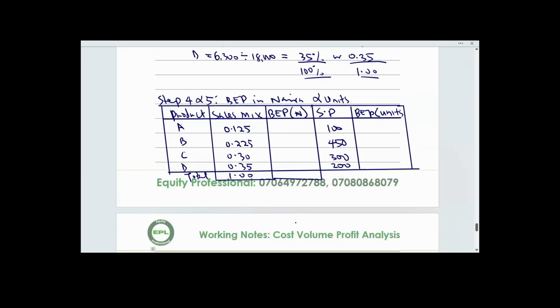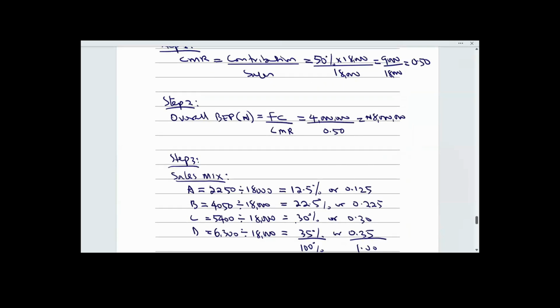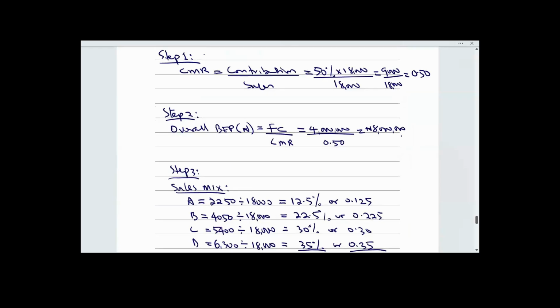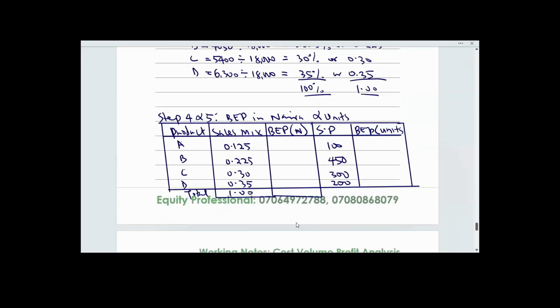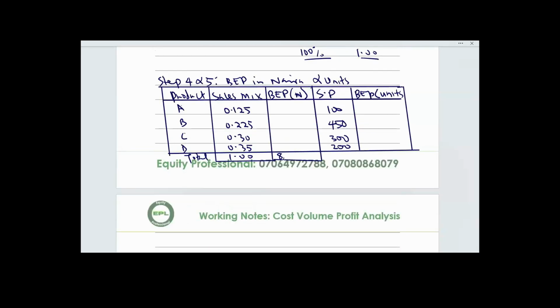Remember, in step 4, which is to calculate break-even point in Naira, what are you supposed to do? You multiply the sales mix with the overall break-even points in Naira. That is, you multiply step 2 and step 3 together. So in step 2, we calculated overall break-even points of 8 million Naira. So I will then come here, 8 million Naira. That's what I want to share. So to now get the share of each product, you multiply with the sales mix.